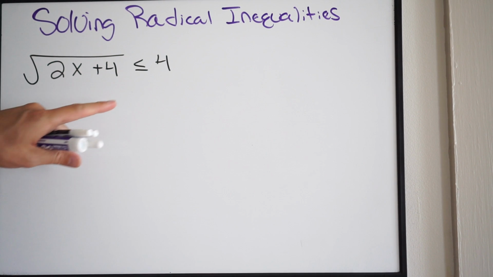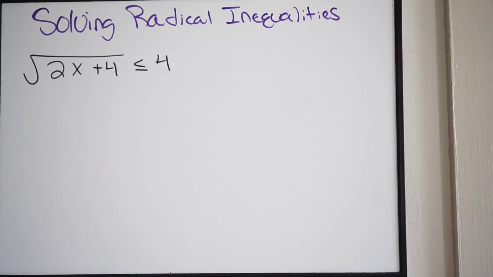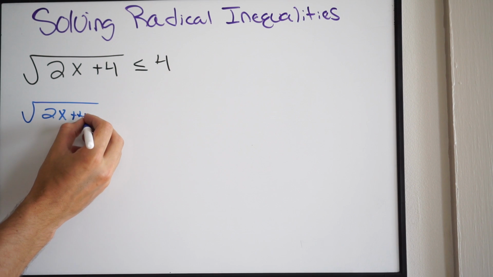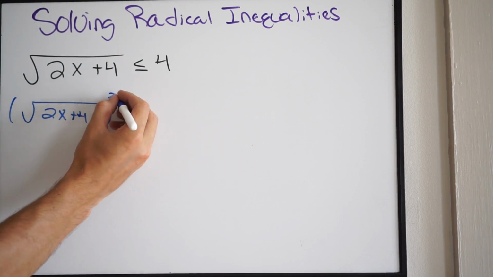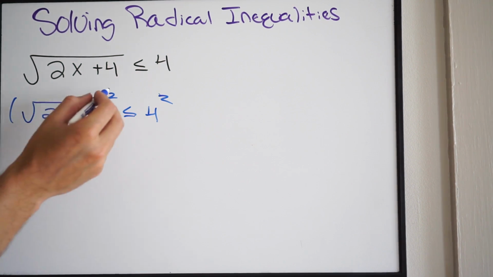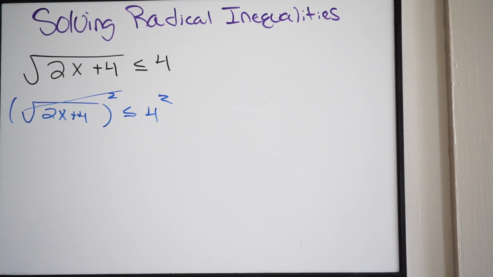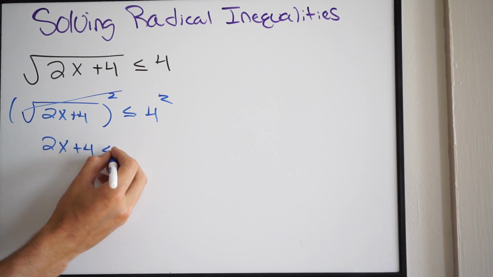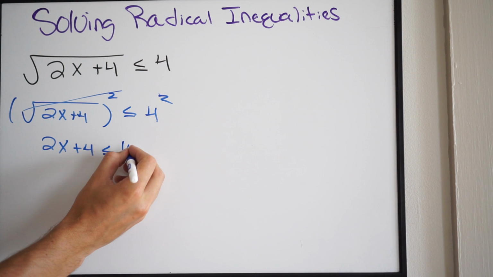So we're just going to treat this like an equal sign. We're going to solve it just like a radical equation, and we'll go from there. We're dealing with a square root here. We want to get rid of that, so we're going to square both sides. This will naturally cancel out, and now we're left with 2x plus 4 is less than or equal to 16.